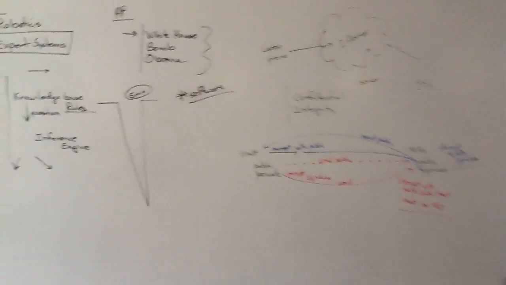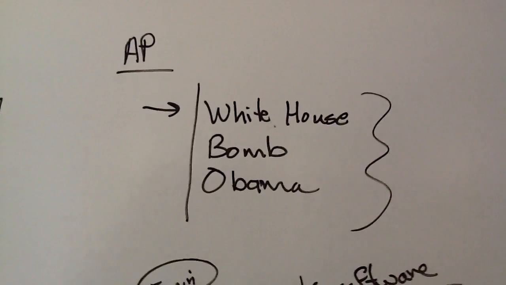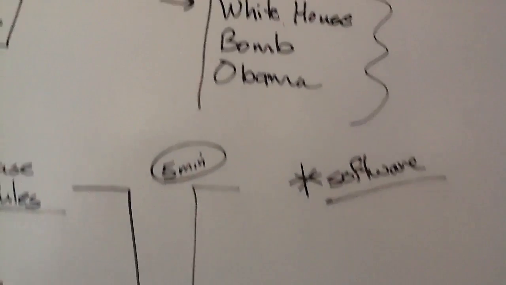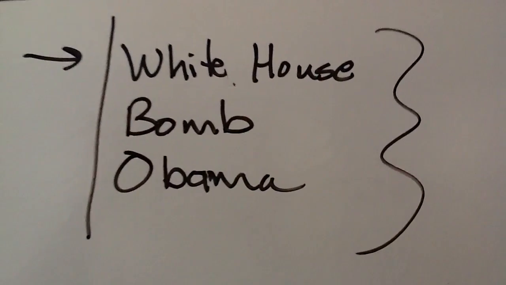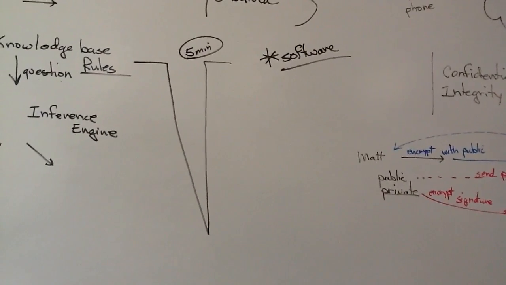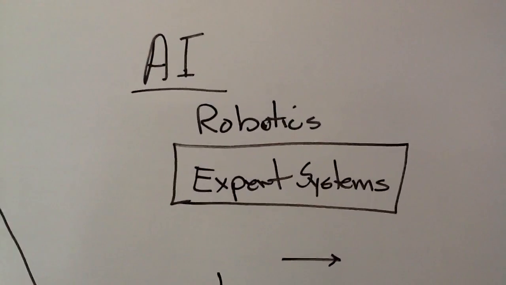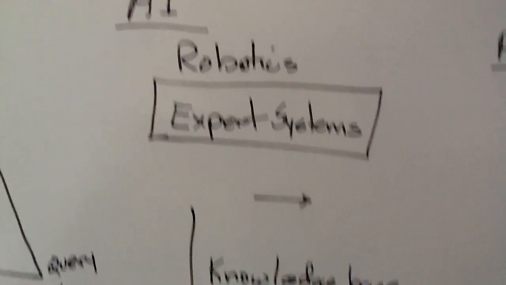Okay? We talked about the hack on the AP press and how that affected the stock market, how some algorithm was able to read these words and affect buying and selling. We talked about artificial intelligence, talked about robotics a little bit, and expert systems.